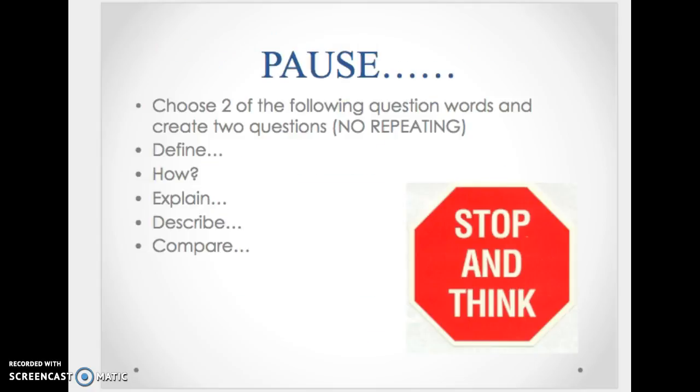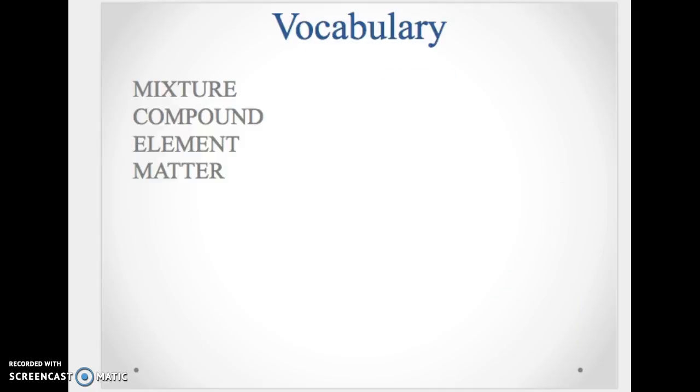Okay. Take a pause. I think you definitely have enough information to come up with 2 questions. So let's go ahead and come up with 2 more questions in that question column. So you should have a total of 3 by the end of these notes. Okay. And that's pretty much it.